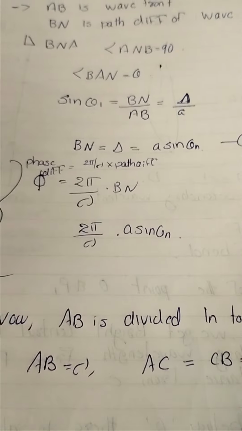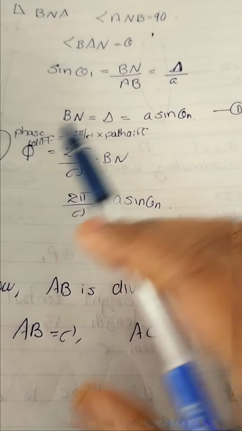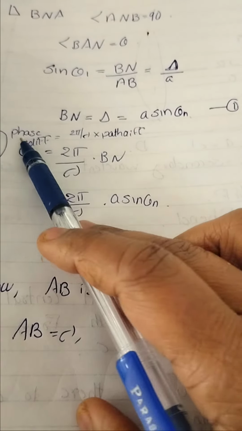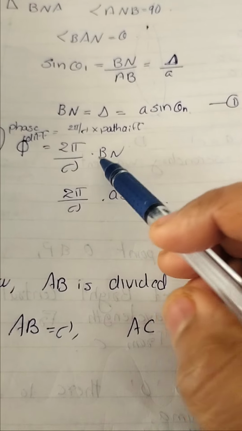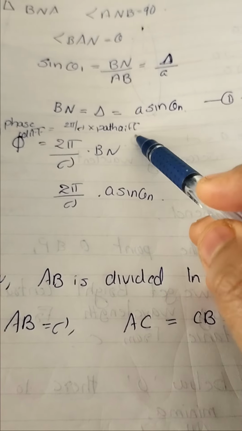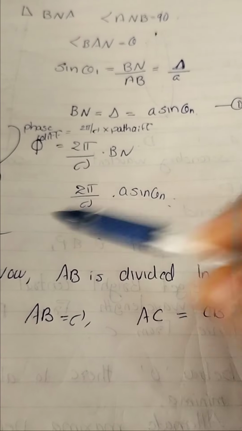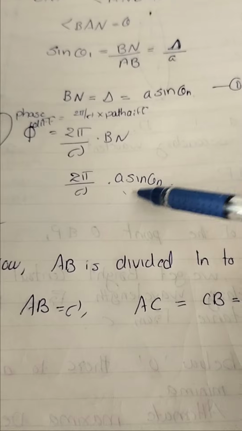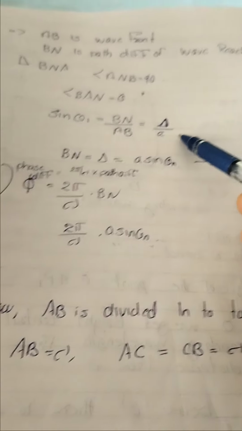We already studied in the previous class that phase difference equals 2 pi by lambda into path difference. Similarly, the phase difference symbol is phi. Phi equals 2 pi by lambda into BN. What is BN? The path difference, A sine theta n. So phase difference phi equals 2 pi by lambda dot A sine theta n. This is our first expression.